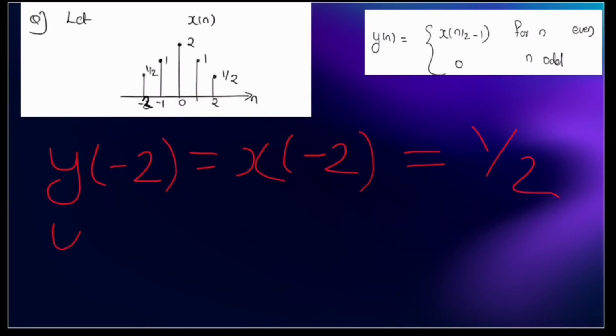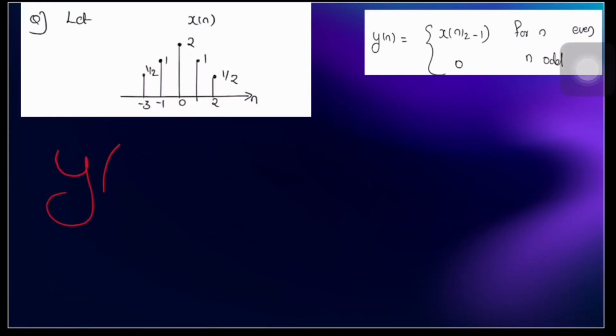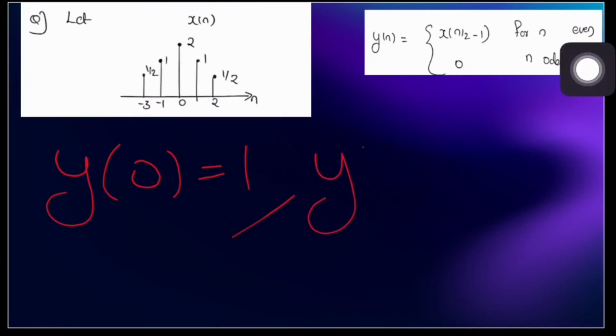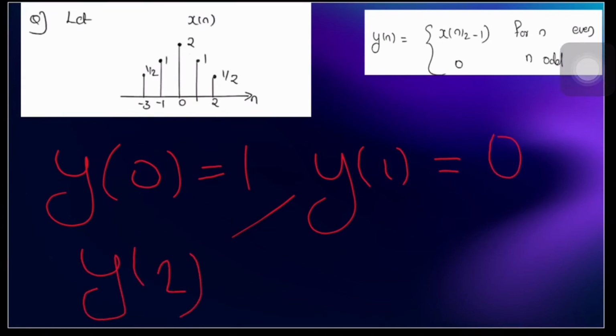Then what about y(-1)? Since n is odd, we can directly write it as 0. Then y(0), which can be written as x(0 - 1), that is x(-1). x(-1) is 1. y(1) can be directly equated to 0. y(2) is equal to x(2/2 - 1), that is x(0), which is equal to 2. y(3) can be directly equated to 0 since it is an odd number.